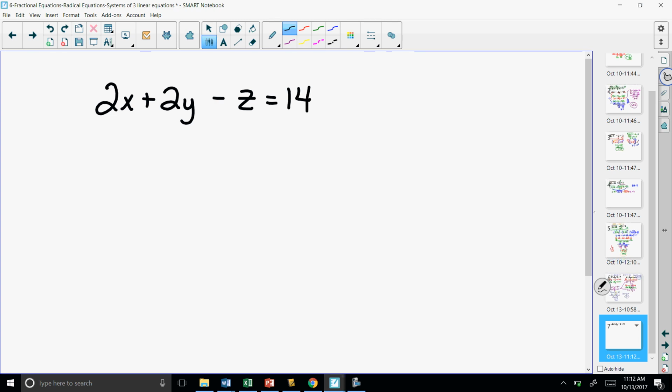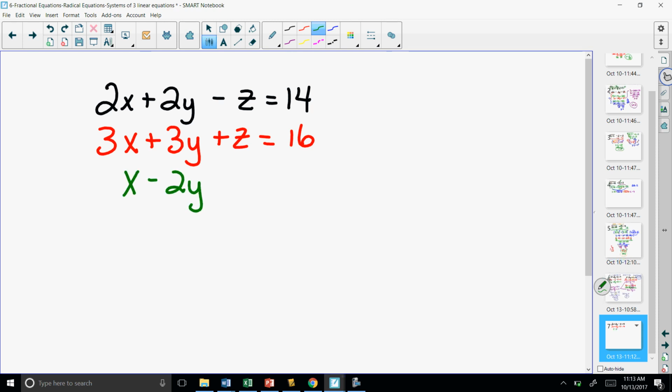2x plus 2y minus z equals 14. We have another equation, 3x plus 3y plus z equals 16. And then I have a third equation of x minus 2y equals 0. I'll give you a minute to visit with a partner about what approach you would take to solve that problem.